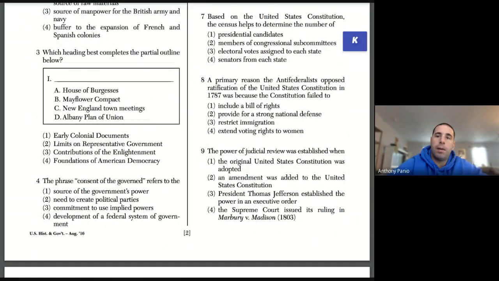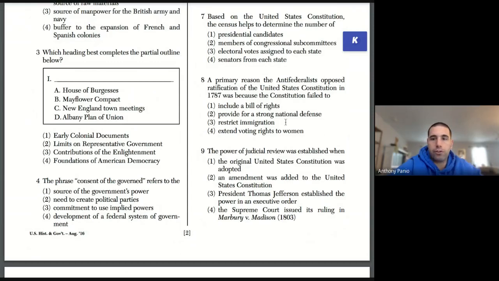Number 8, a primary reason the Anti-Federalists opposed ratification of the Constitution in 1787 was because the Constitution... we talked about this at length yesterday... that is going to be 1, did not include a Bill of Rights. All right, the Anti-Federalists were not satisfied until a Bill of Rights was added.